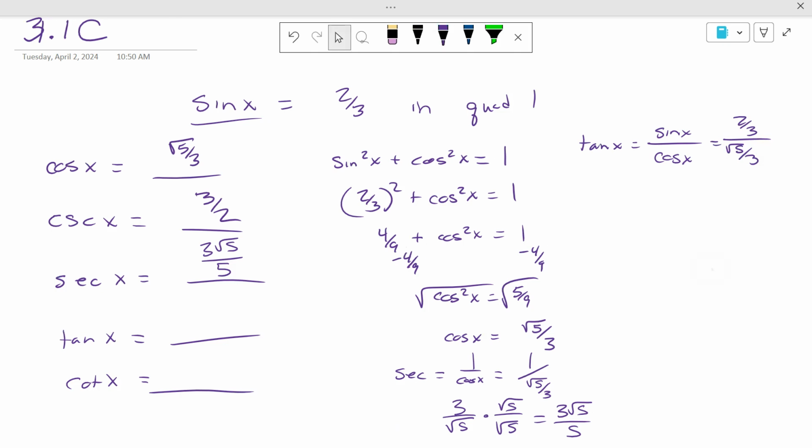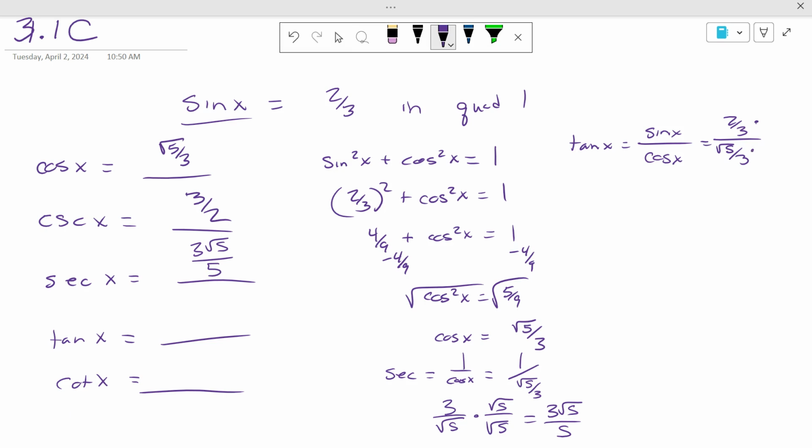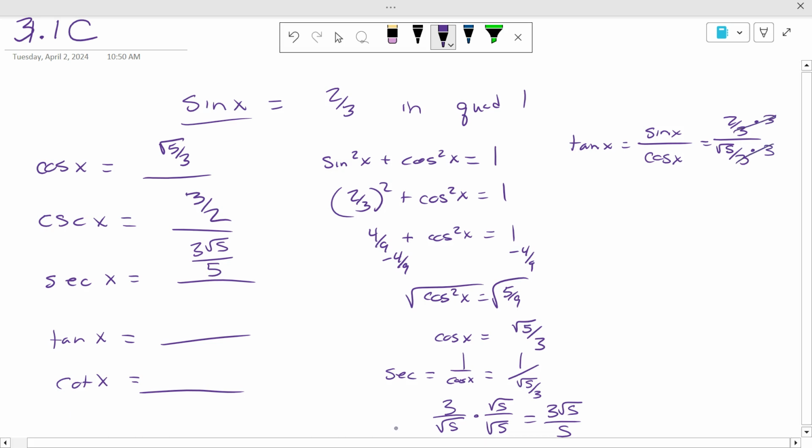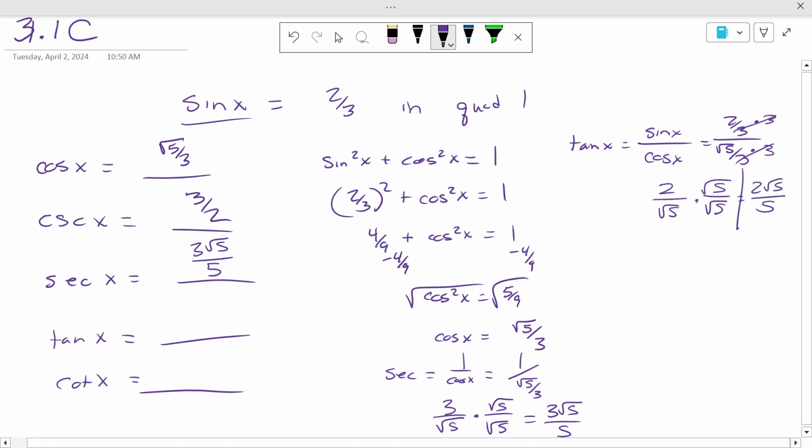It's a complex fraction. How can I get rid of a complex fraction? Multiply by the denominator of the denominator. What's the denominator of the denominator? 3. 3's cancel, 3's cancel. So it's 2 over square root of 5. Can I leave it as 2 over square root of 5? No. So we multiply top and bottom by square root of 5. So it's 2 square root of 5 over 5.